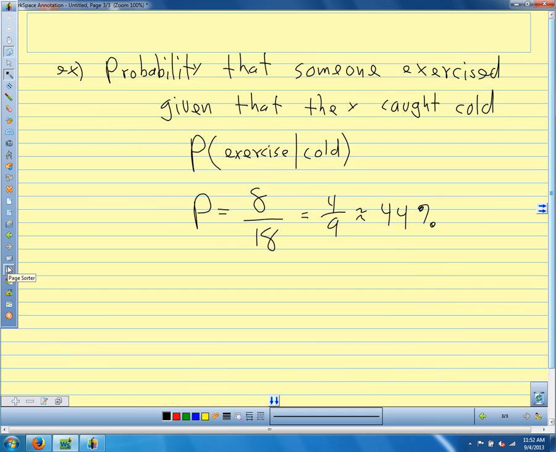All right, questions on conditional probability? Picking numbers out of our table. Okay.